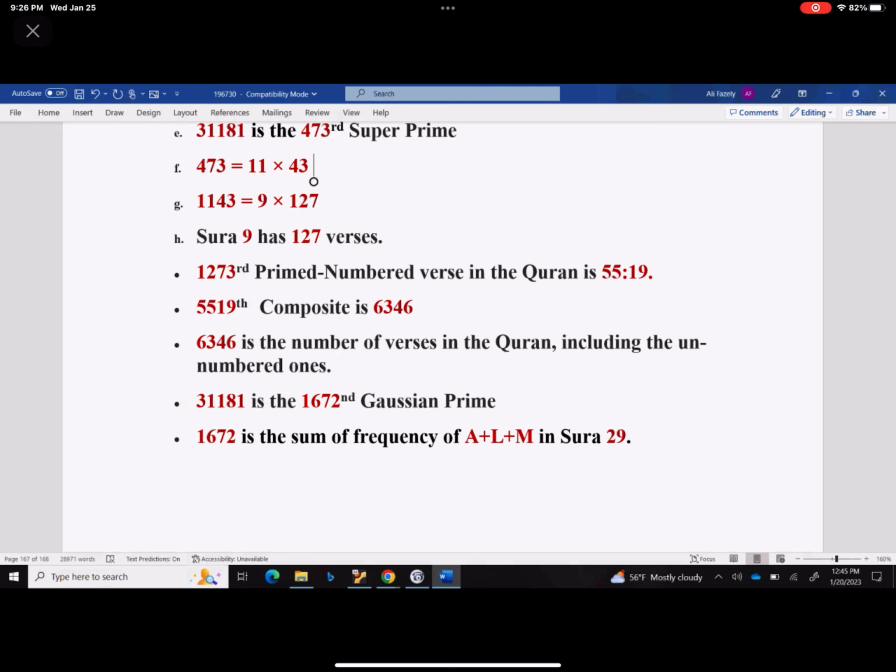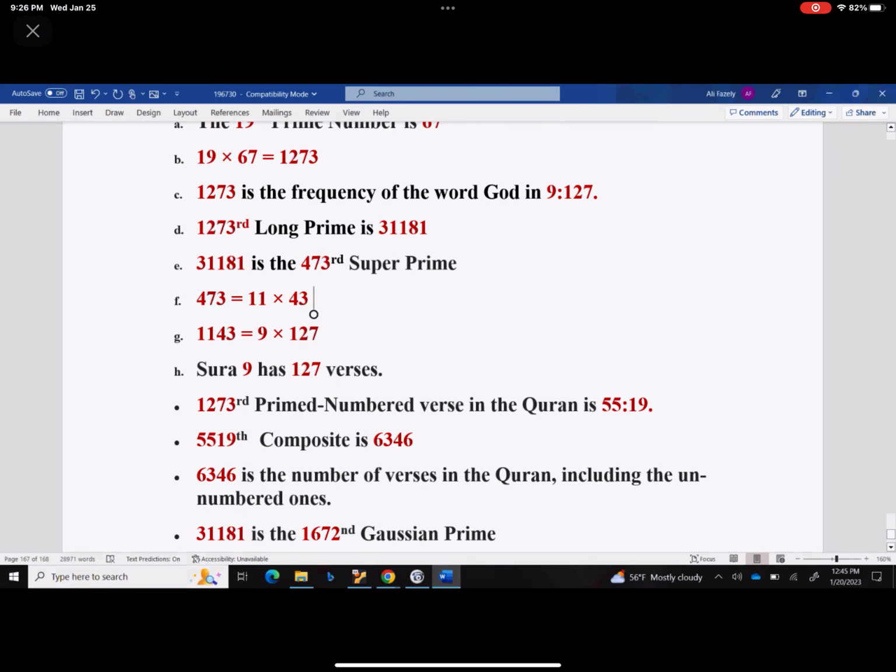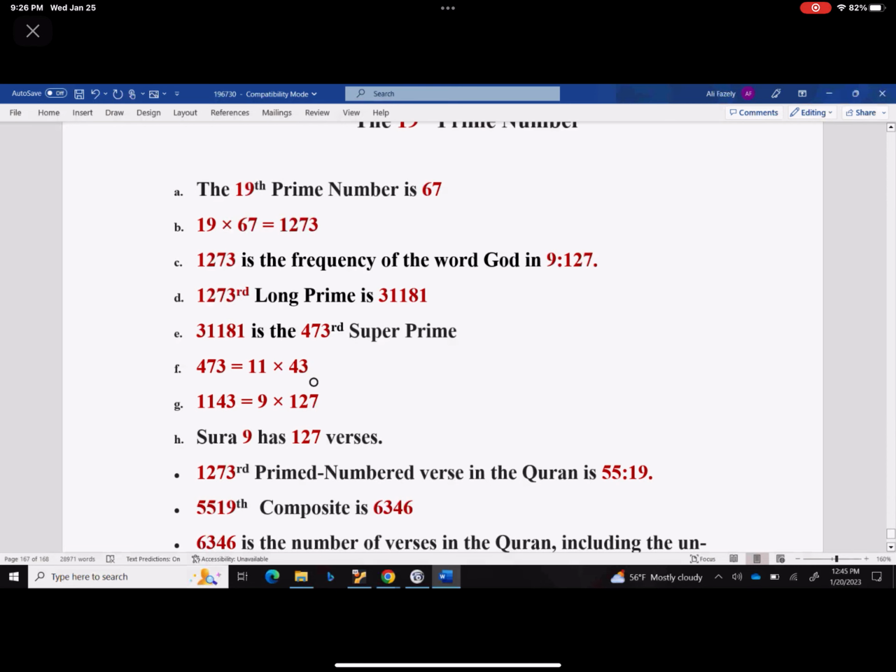You see, when this came about 40-some years ago, in 1974, 1672 was interesting because 1672 was 88 times 19. That's what was interesting. But look at it now. Look at what it's revealing to us. How the frequency of A+L+M in chapter 29 is related to the number of verses in the Quran. How it is related to 9127. How is it related to the frequency of the word God from the beginning of the Quran to 9127?